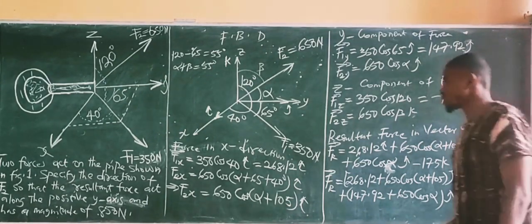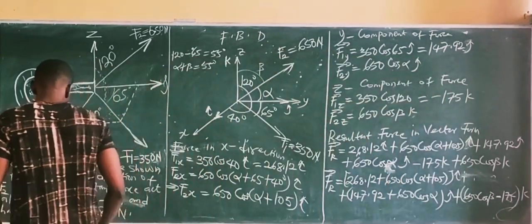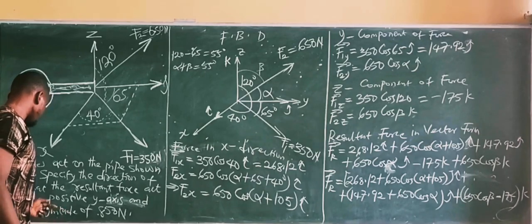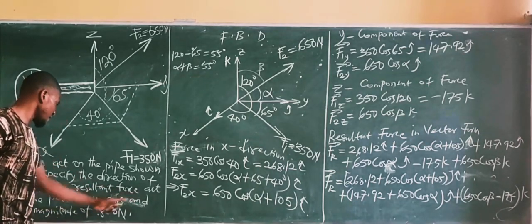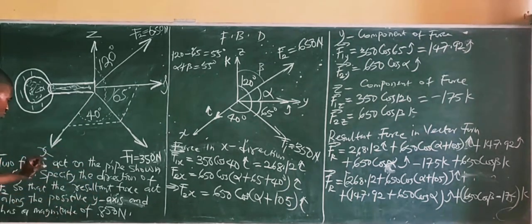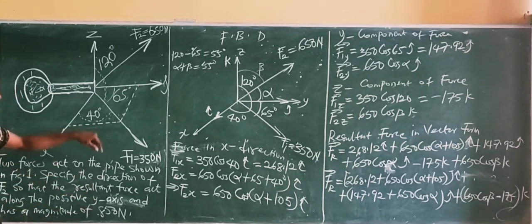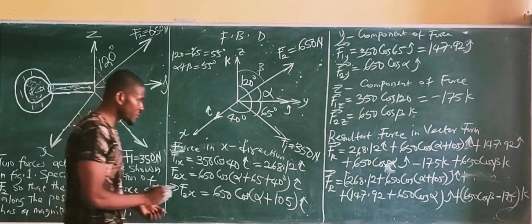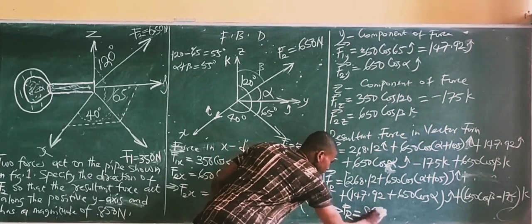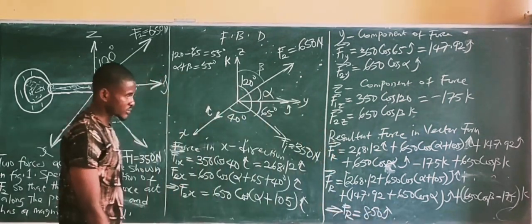But recall from the question, it said to specify the direction of force F2 such that the resultant force is a positive force in the y direction, in the y-axis, and has a magnitude of 850 Newton. So the resultant force is in the positive y direction, and the y direction is the same thing as the j direction. They've given us that the resultant force is 850 in the y direction, that is the j. So this simply implies that the resultant force itself, Fr, is actually 850 j because it's in the y direction.